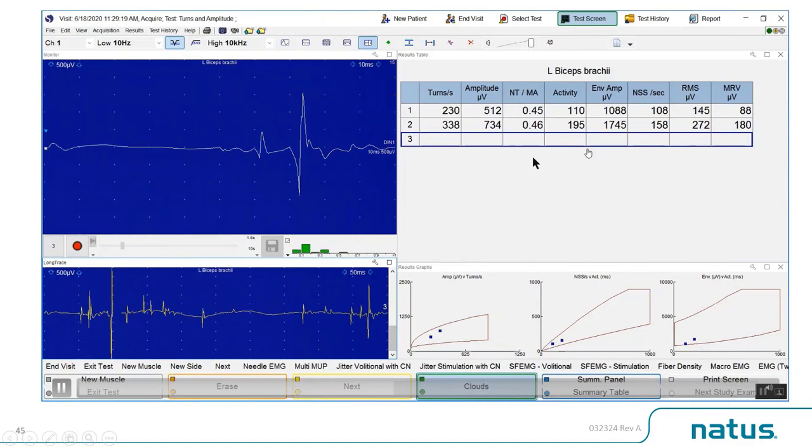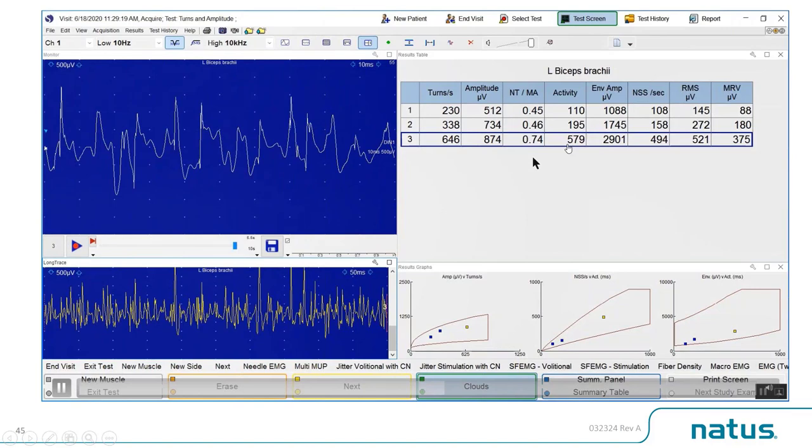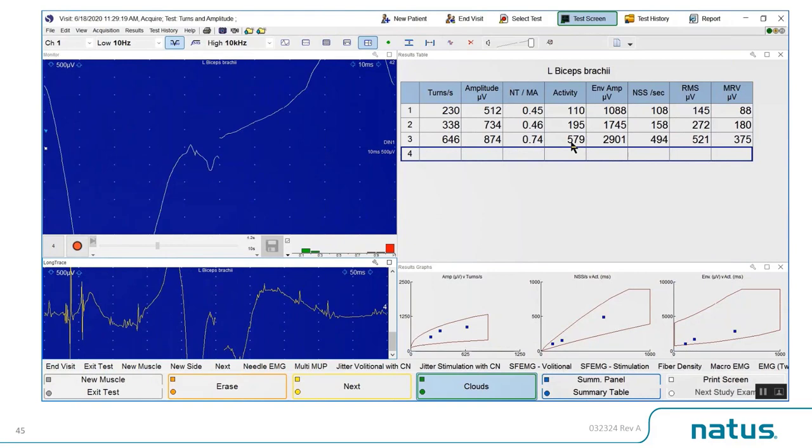And now we go to maximum force. That's a full pattern. Notice that the activity is 579 out of 1000 milliseconds, so it's more than 50%. So it is a full pattern. Envelope amplitude is about 3 millivolts.